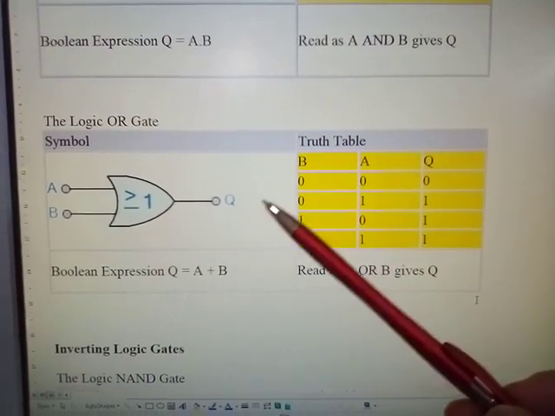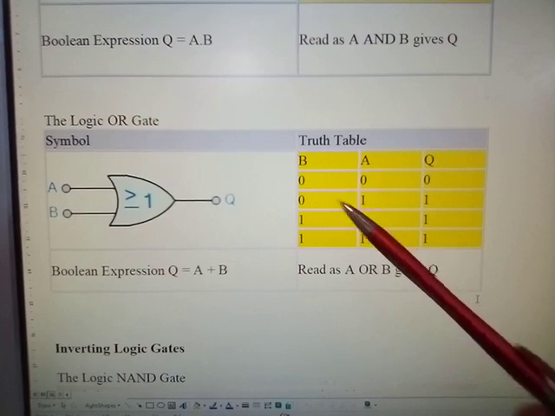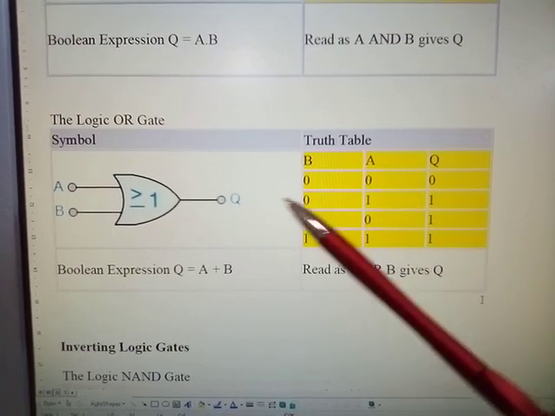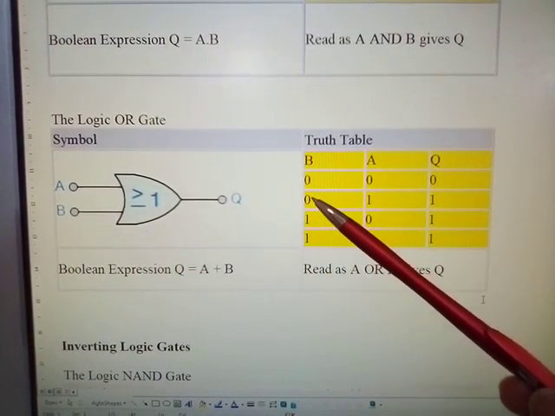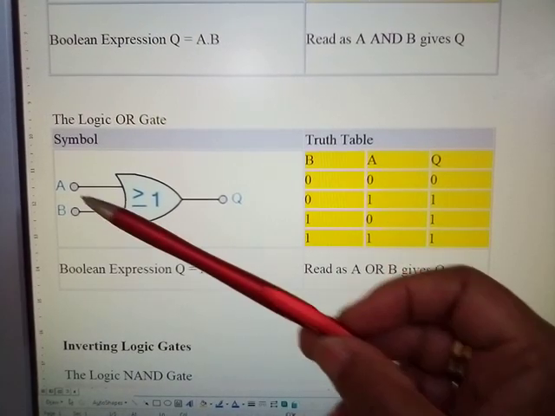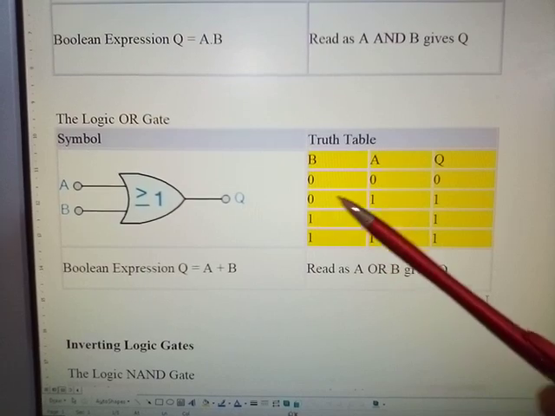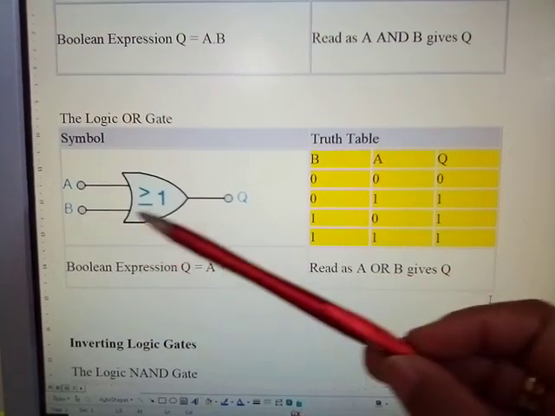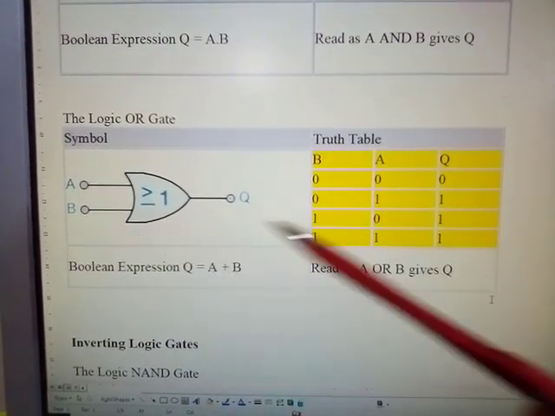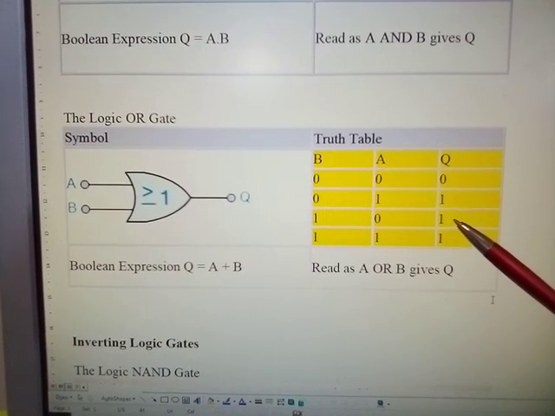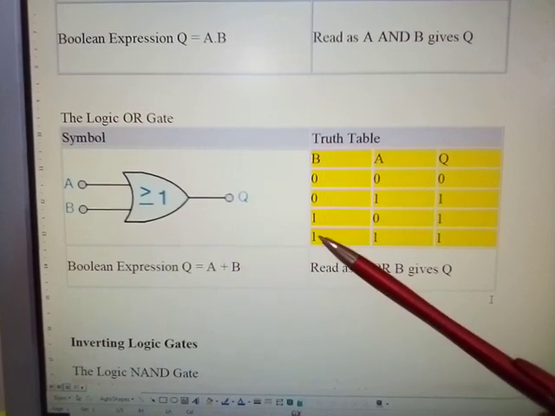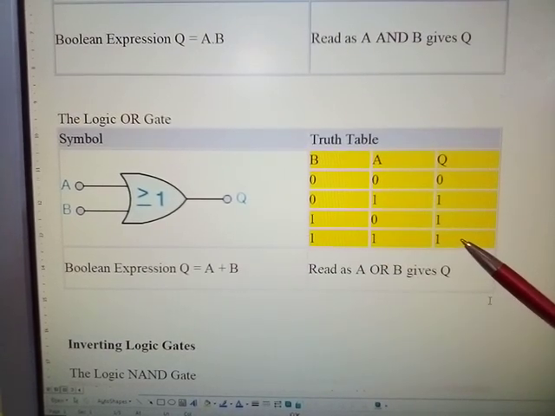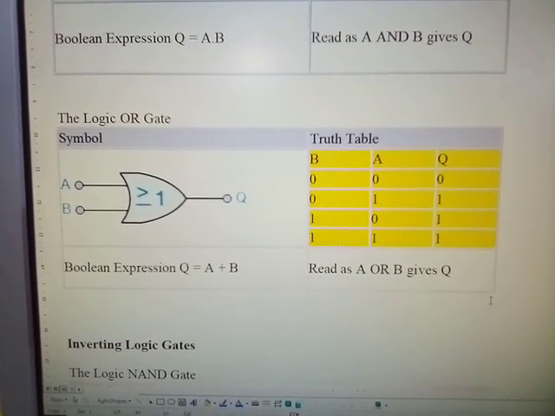Now, what state must exist in order to get a logic output 1? You see that if A and B are at 0, you get a 0 output. But if A has a logic 1 and B has a logic 0, you will get a logic 1 output. If B has a logic 1 and A has a logic 0, you will get a logic 1 output. And if B and A both have logic 1s at their input, you will get a logic 1 output. Okay, that's what the logic OR gate does.